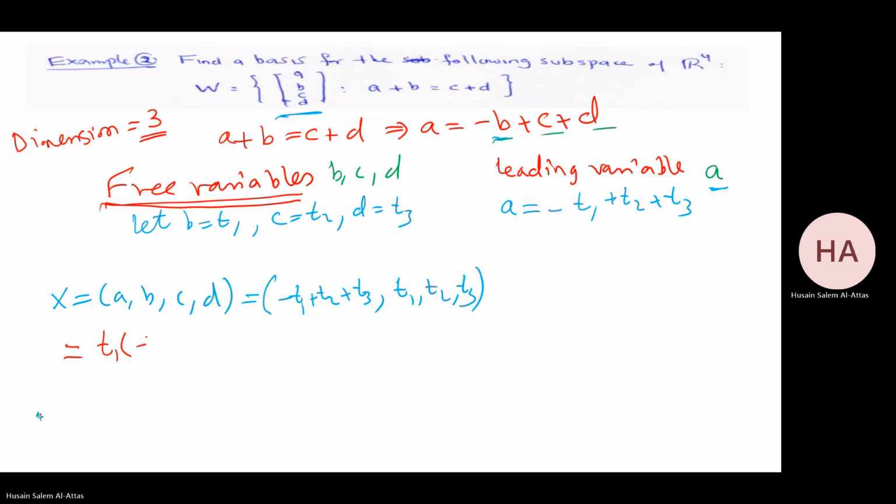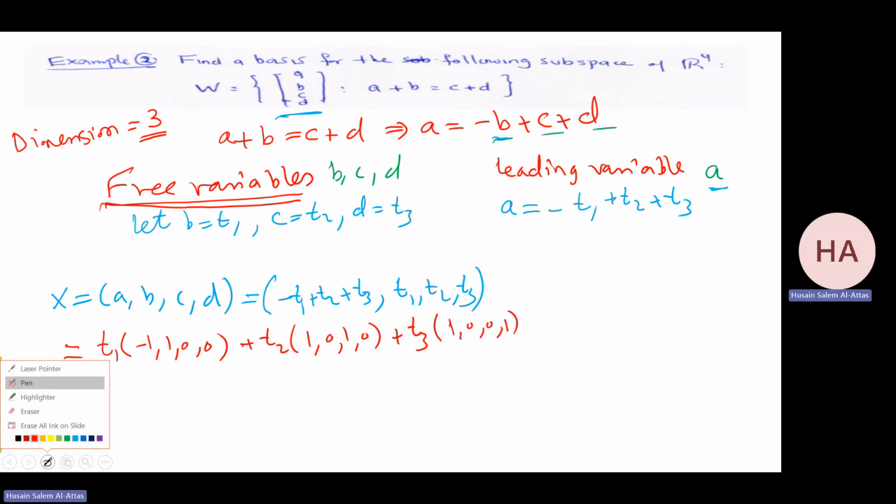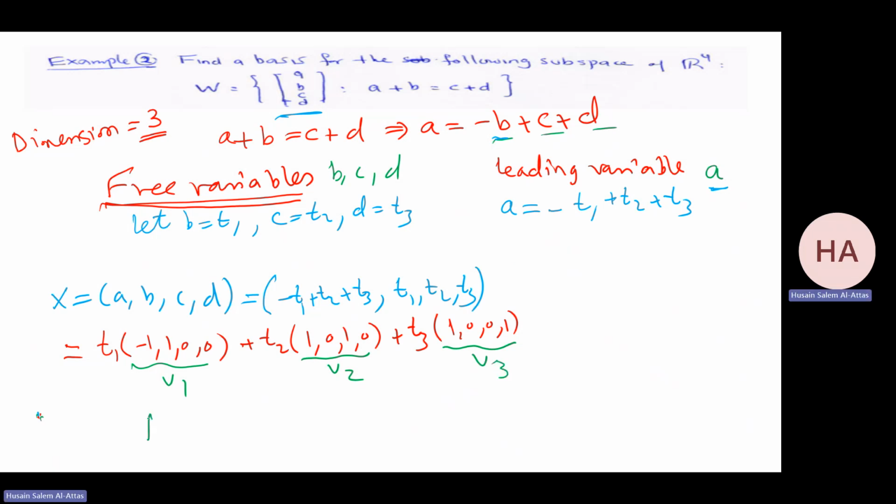Take T1, have minus 1, 1, 0, 0. T2, 1, 0, 1, 0. T3, 1, 0, 0, 1. So these three vectors, this is V1, this is V2, this is V3. So the basis will be V1, V2, V3.